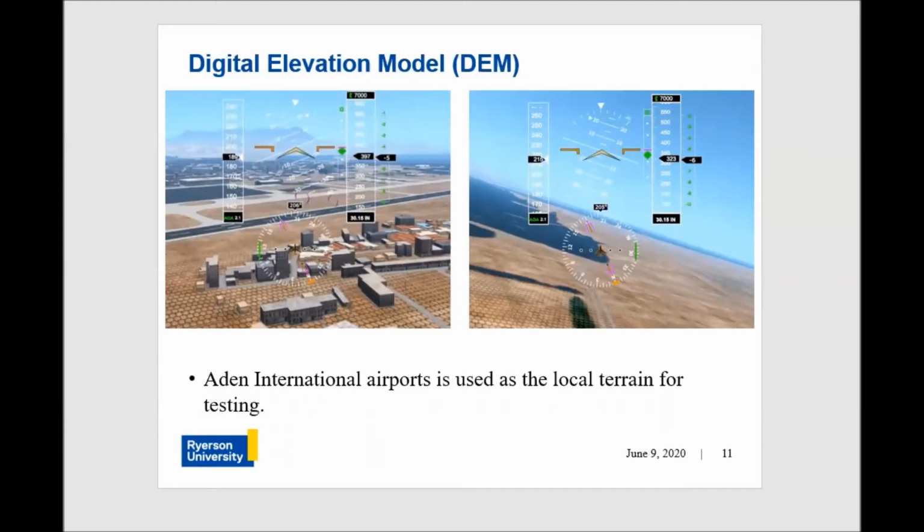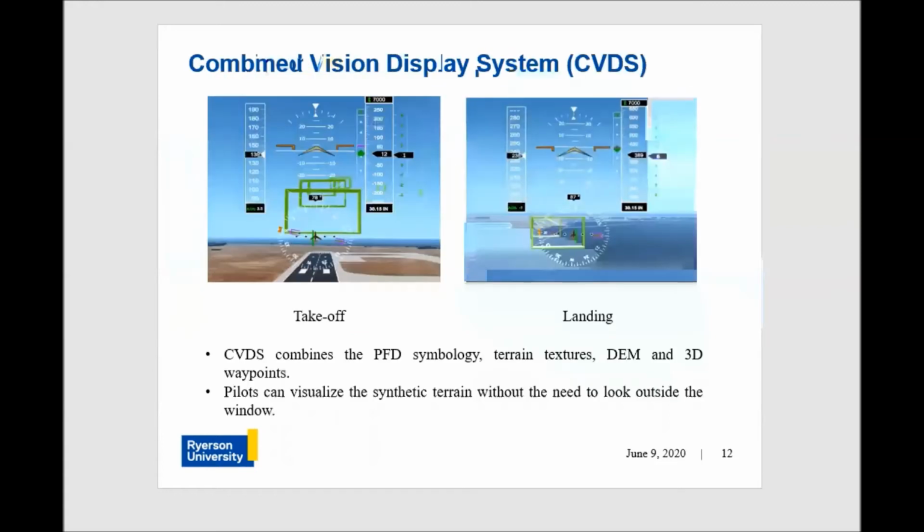which increased computer performance. Hence, the final display symbology, also known as the combined vision display system, incorporates all the key elements of a basic primary flight display symbology, terrain textures, digital elevation model, and three-dimensional waypoints. A combination of all these instruments helps the pilot to better visualize the outside terrain without even having to look outside the aircraft. And this becomes helpful, especially during low visibility or bad meteorological conditions.